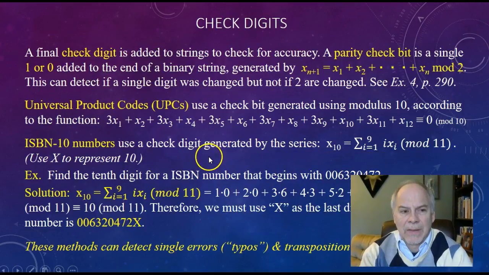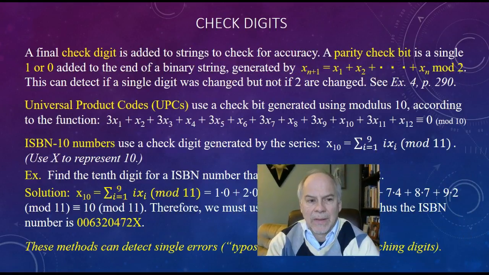Now, banks and other institutions use what are called check digits. These are to make sure that there wasn't any errors in transmission or human errors in typing in a credit card number or UPC code or an ISBN number. So it's to help us make sure that there's no error in transmission over the internet wires or an error in human typing of the number. All right, and a final check digit is added to strings to check for accuracy.